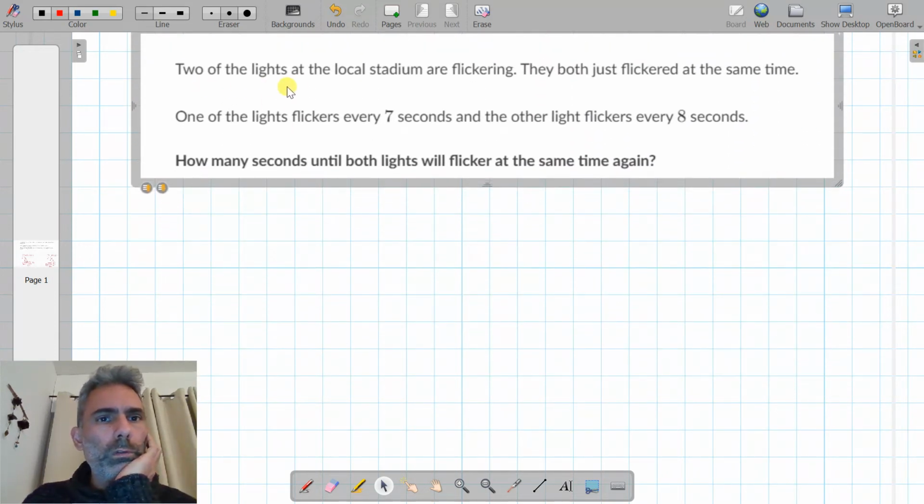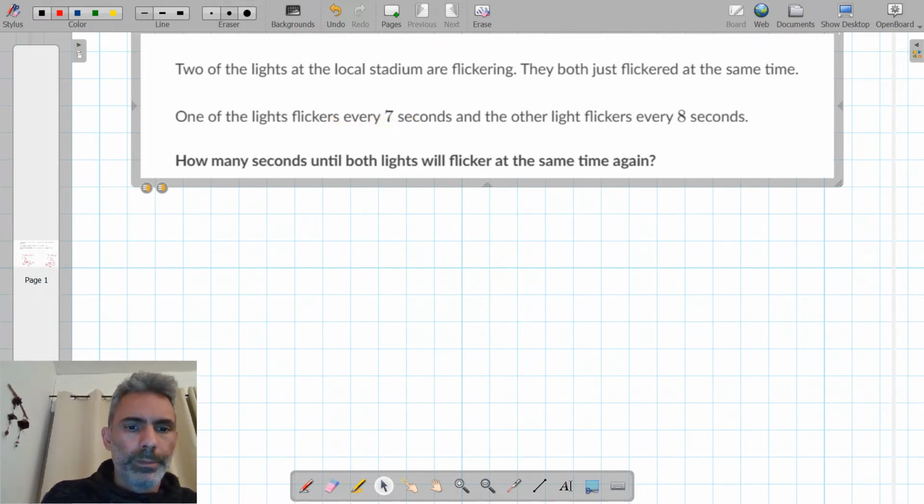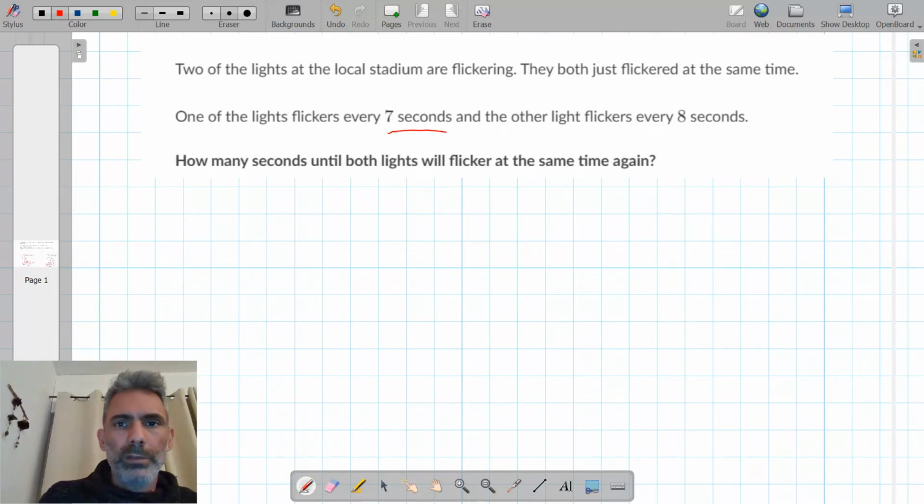Okay, 2 of the lights at the local stadium are flickering. They both just flickered at the same time. One of the lights flickers every 7 seconds, and the other light flickers every 8 seconds. So 7 and 8.